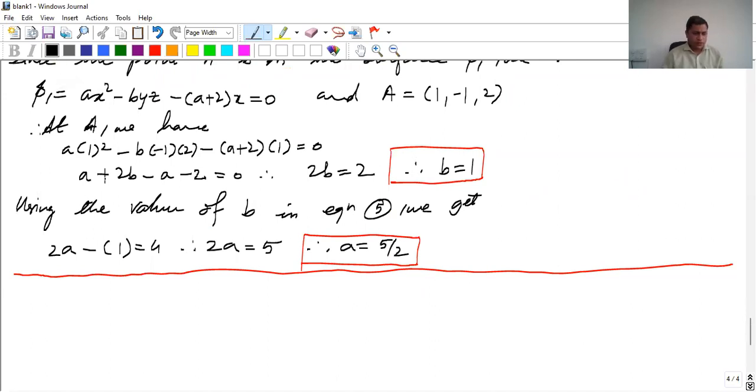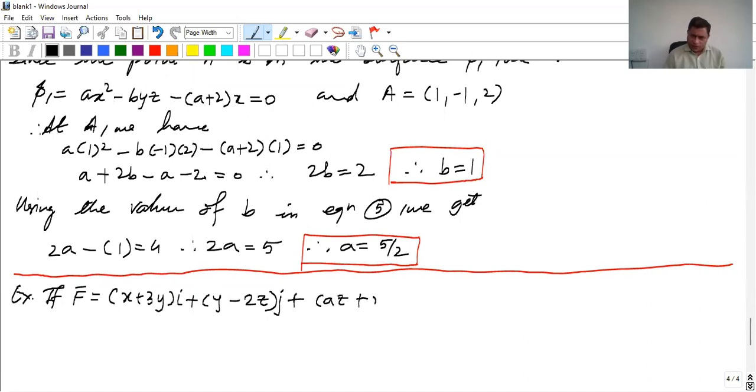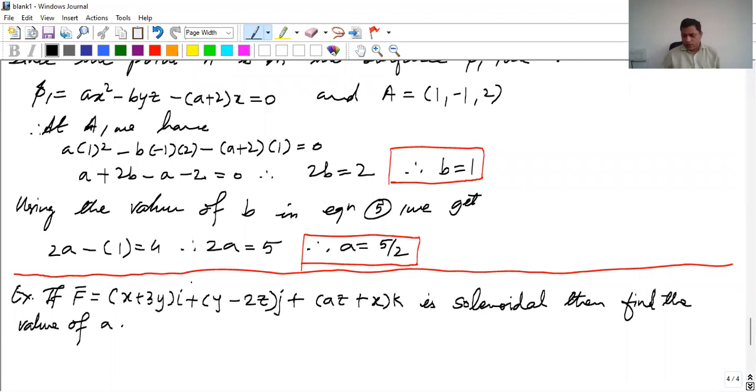And let's go for another example. If F bar is equal to (x + y)i + (y - 2z)j + (az + x)k is solenoidal, then find the value of A. Okay, so we have a vector given that this vector function is going to be solenoidal.